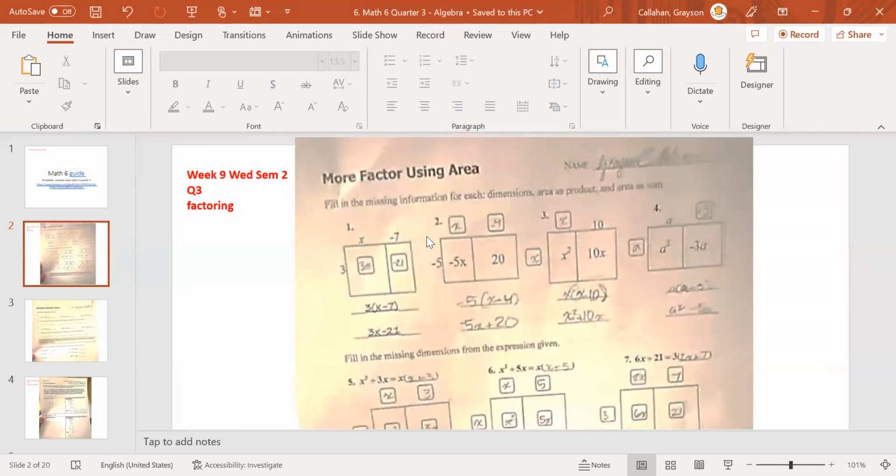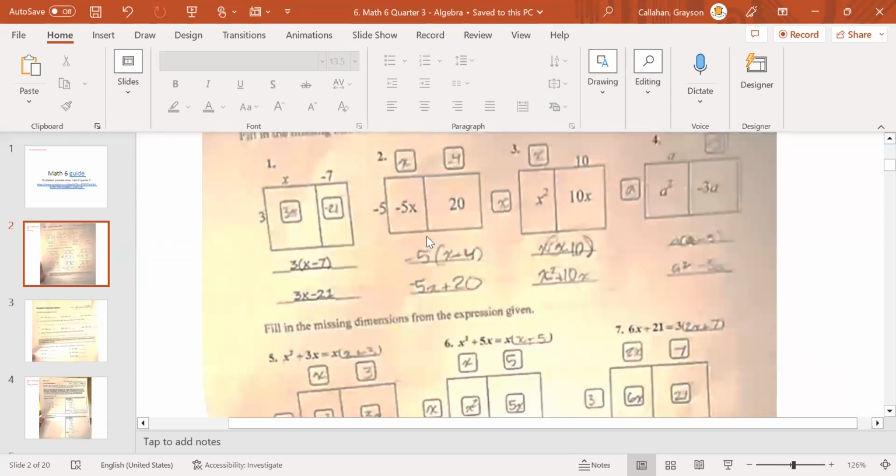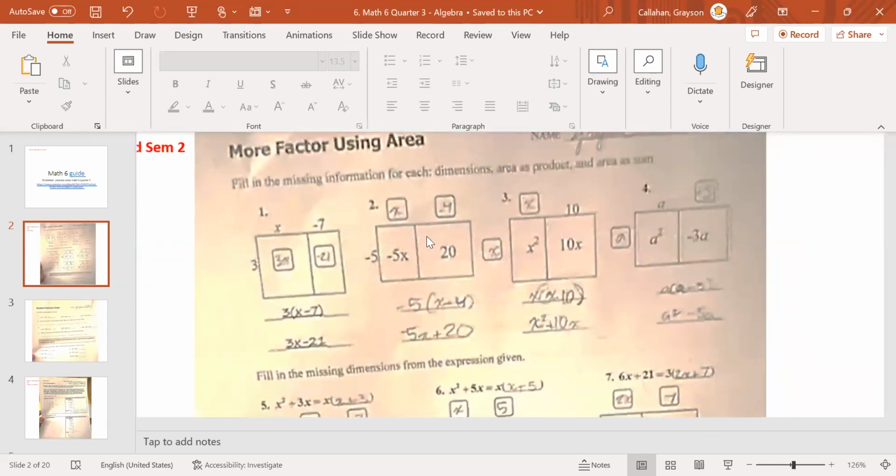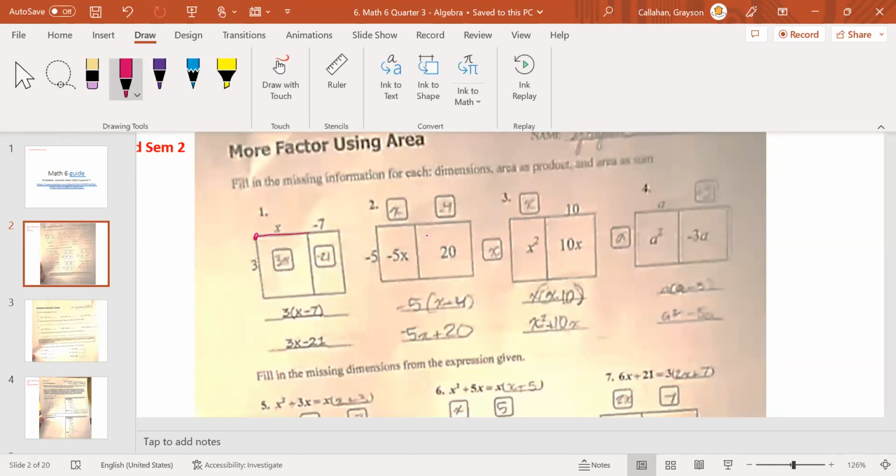All right, so what you're gonna do is, this is kind of like the reverse of the distributive property. So before, you have like a 3 times x minus 7, like this part to this part here represents x, right? But then this part here to this part here represents -7. So then you do 3 times x minus 7, right? Because you have to combine the two together, and then you do the distributive property, right?